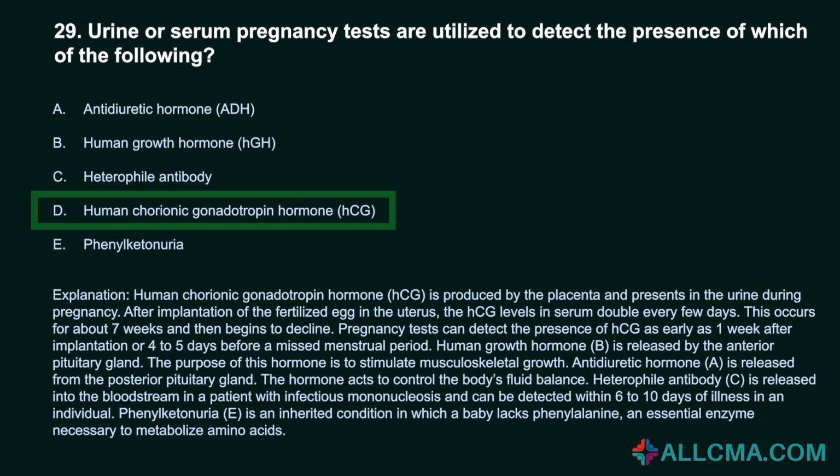Human growth hormone, B, is released by the anterior pituitary gland. The purpose of this hormone is to stimulate musculoskeletal growth. Antidiuretic hormone, A, is released from the posterior pituitary gland. The hormone acts to control the body's fluid balance. Heterophile antibody, C, is released into the bloodstream in a patient with infectious mononucleosis and can be detected within 6 to 10 days of illness in an individual. Phenylketonuria, E, is an inherited condition in which a baby lacks phenylalanine hydroxylase, an essential enzyme necessary to metabolize amino acids.